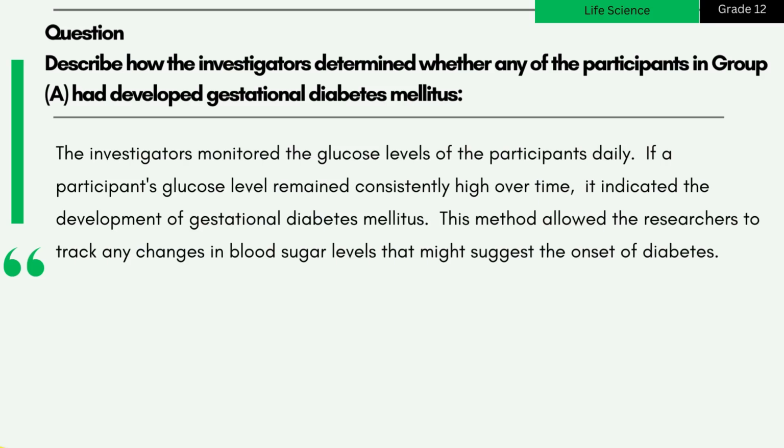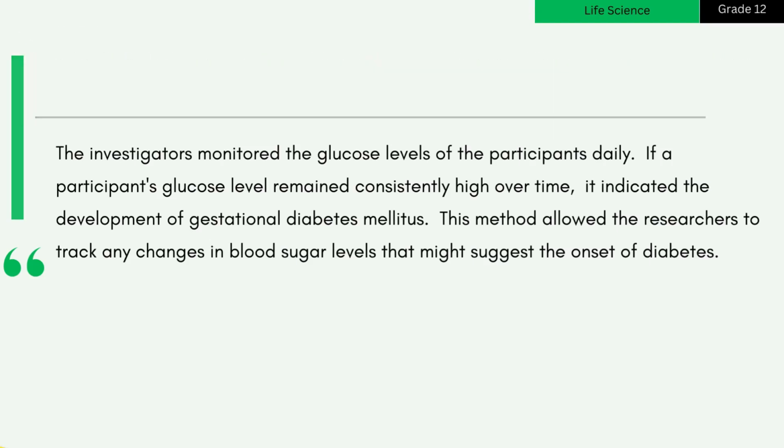The investigators monitored the glucose levels of the participants daily. If a participant's glucose level remained consistently high over time, it indicated the development of gestational diabetes mellitus. This method allowed the researchers to track any changes in blood sugar levels that might suggest the onset of diabetes.